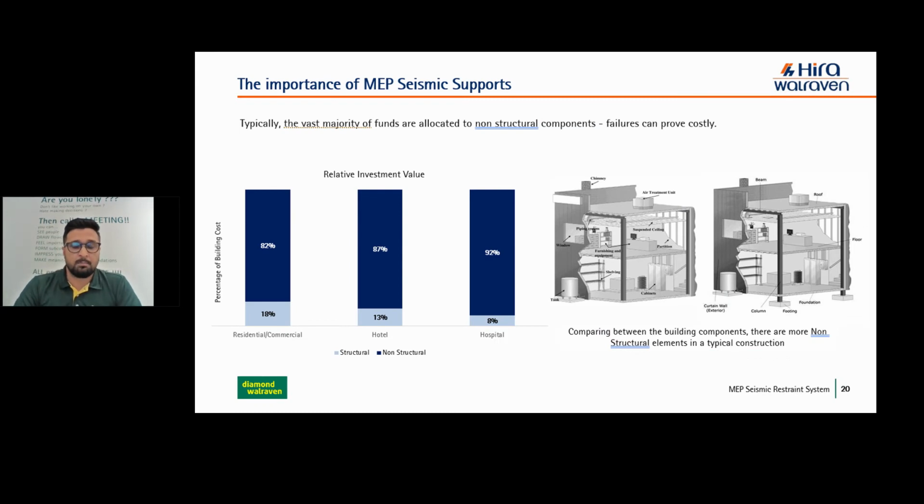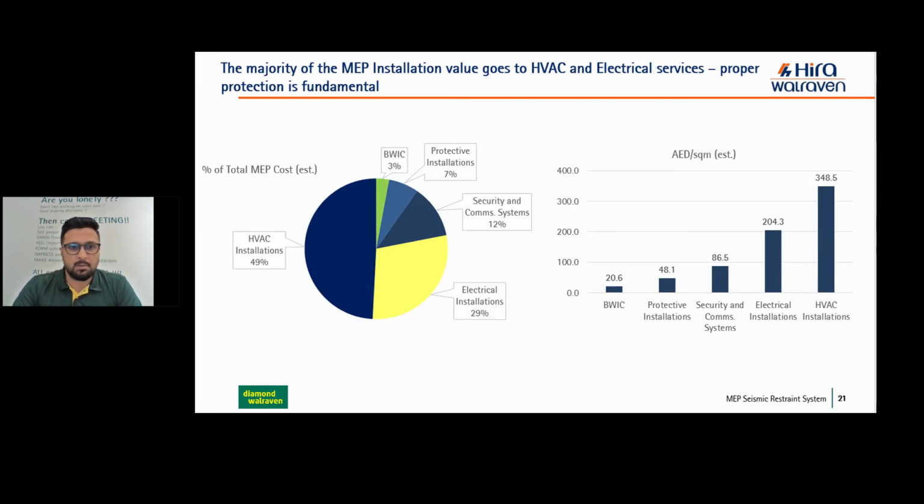When we talk about importance, we are mainly concerned with seismic protection of MEP, so we need to understand the contribution in terms of investment in MEP support systems. As you can see, in residential, commercial, hotel and hospital buildings, the majority of the investment after the structure goes into MEP systems. Out of this MEP investment, we have 49% and 29% respectively for HVAC and electrical installation.